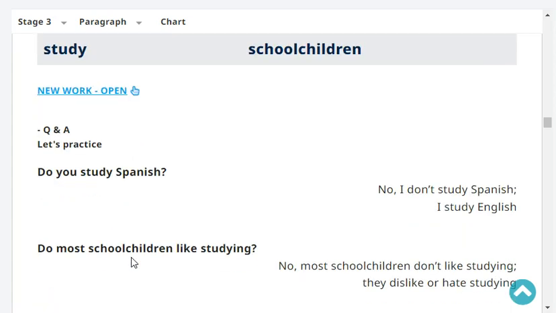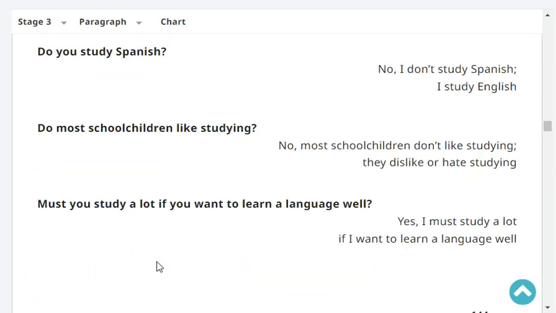Do you study Spanish? No, I don't study Spanish. I study English. Do most school children like studying? No, most school children don't like studying. They dislike or hate studying.